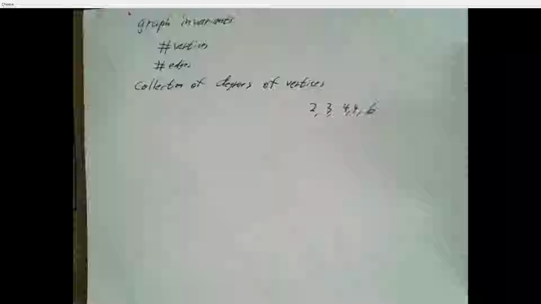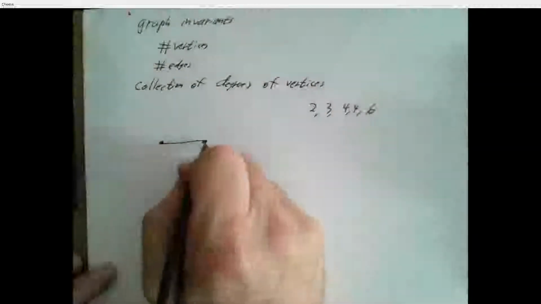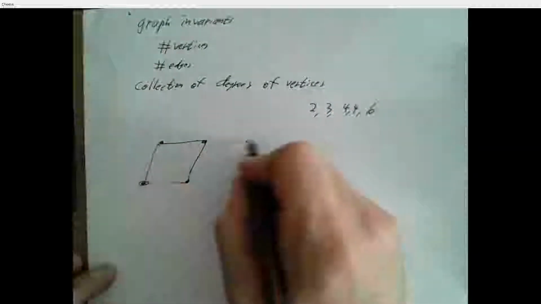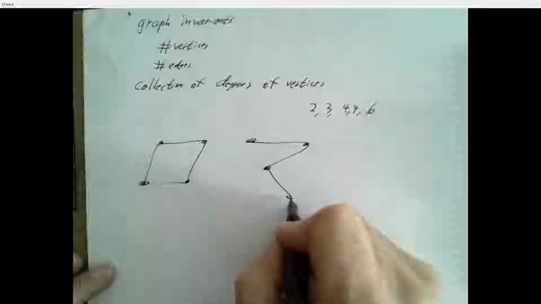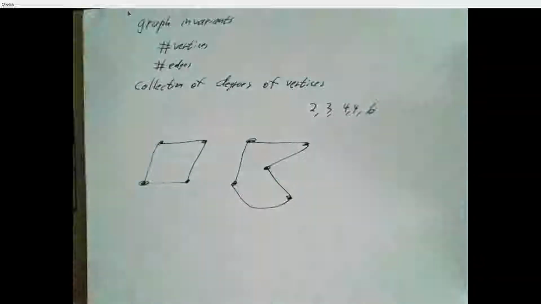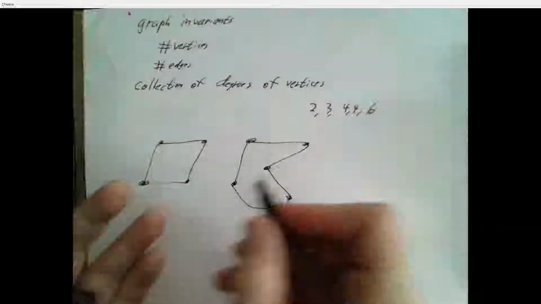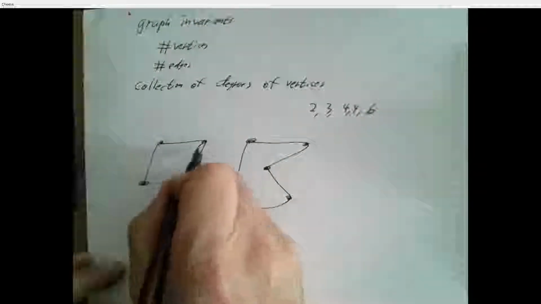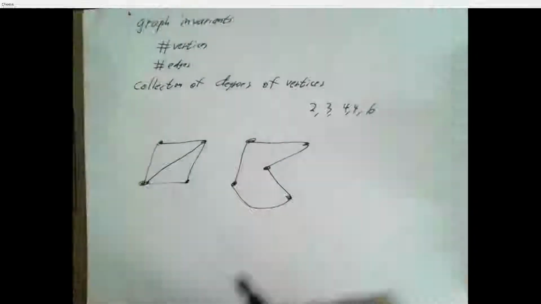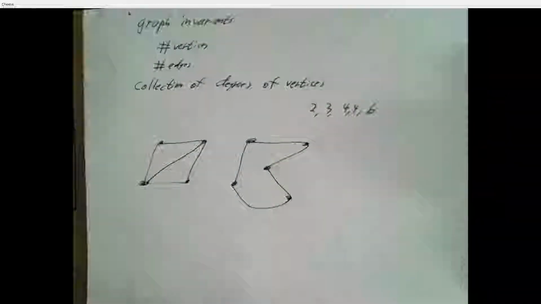So one thing we can do if we have two graphs is count the number of vertices. Different number of vertices, they're not isomorphic. Right? Count the number of edges. 4 edges, 5 edges, they're not isomorphic. Well, here's a graph with 5 edges, here's a graph with 5 edges. But that's not enough to say they are isomorphic. Right? If they have a different number of edges or vertices, we can say they're not the same.